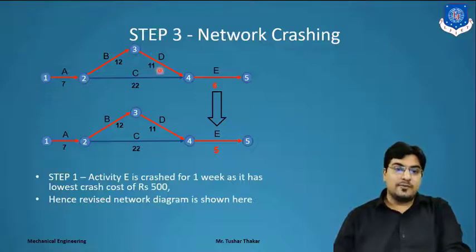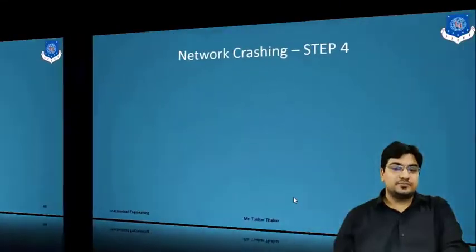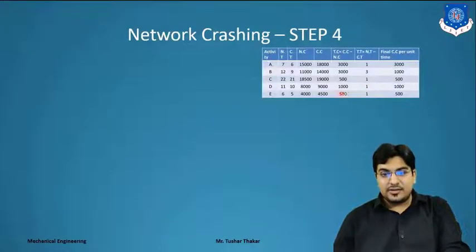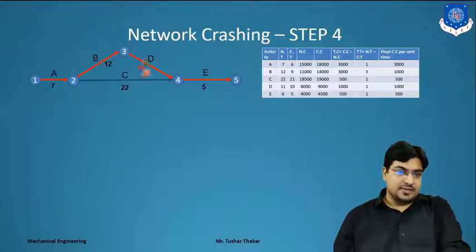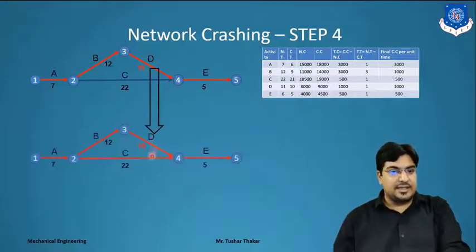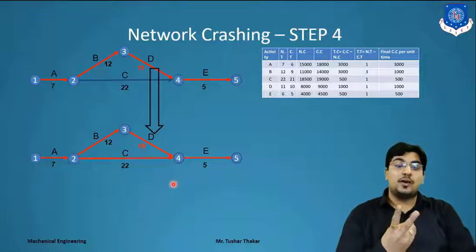Now we move forward to activity D and reduce activity D, right? For activity D, the crash value is 1000, and we reduce 1 week in the project. Here 11 is mentioned, so we reduce that 11 to 10. We get the critical path ABDE as 7 plus 12, that is 19, plus 10, that is 29, plus 5, that is 34. And here the same value, 7 plus 22, that is 29, plus 5, 34. So after reducing the duration of D, we get 2 critical paths.